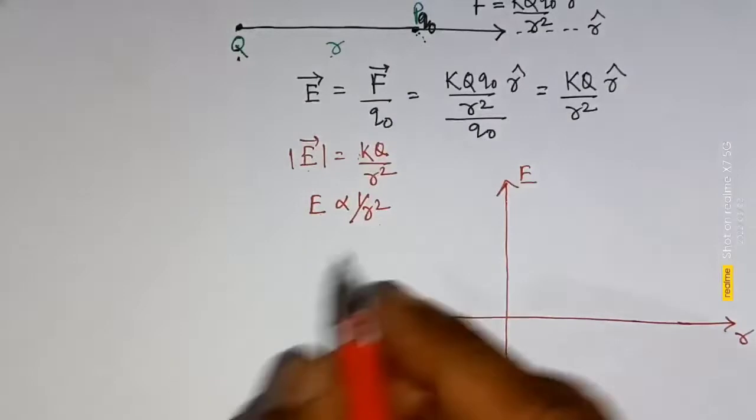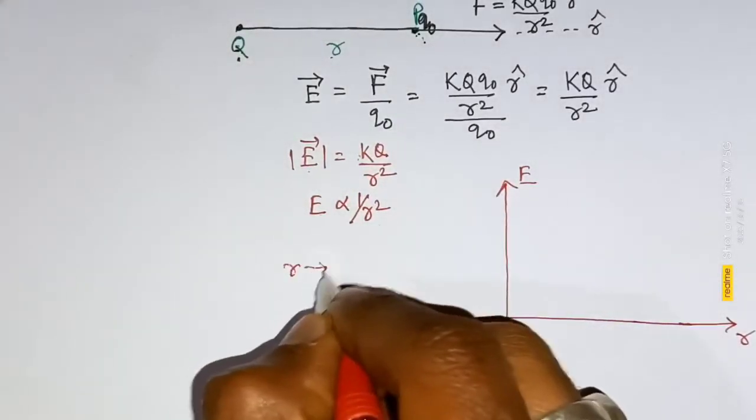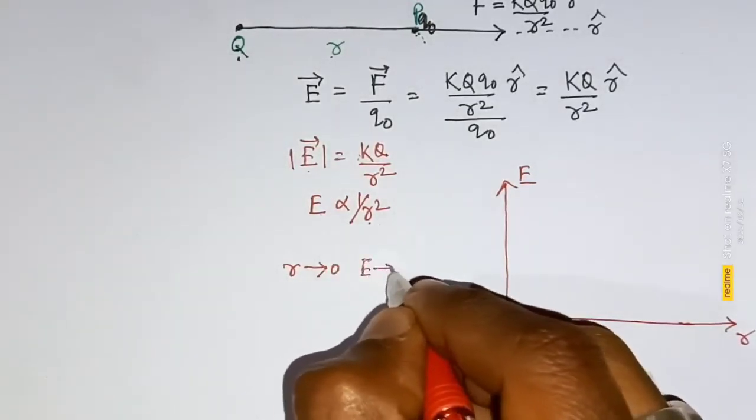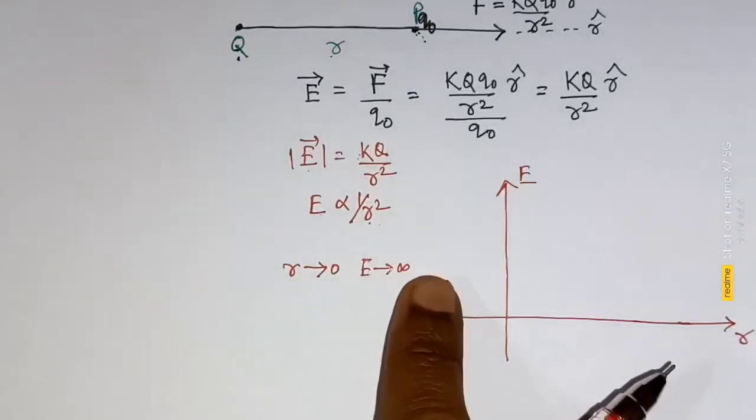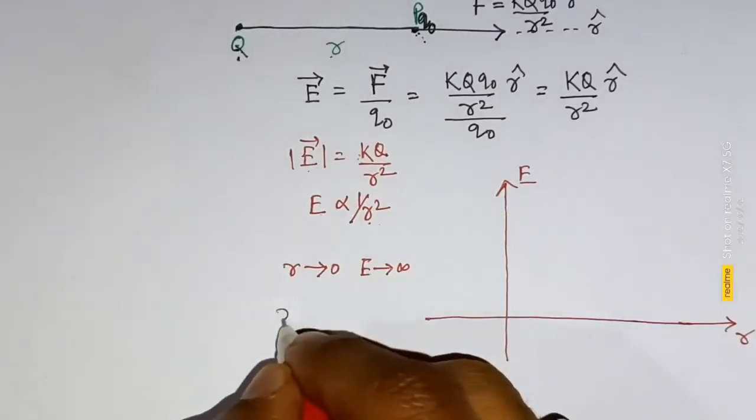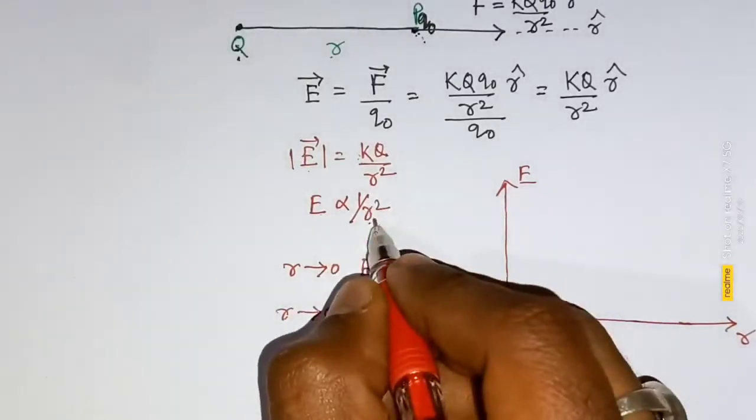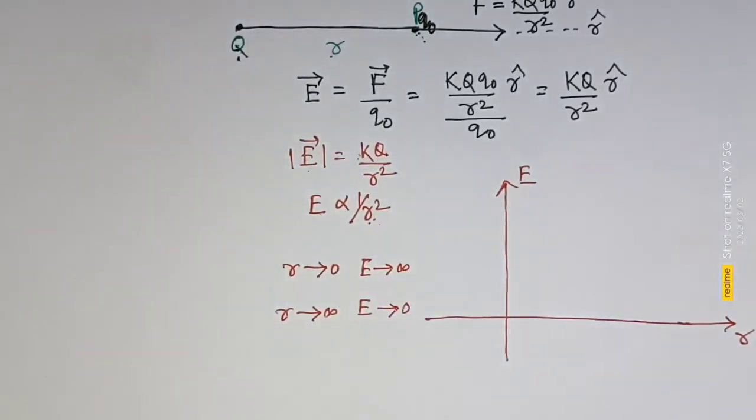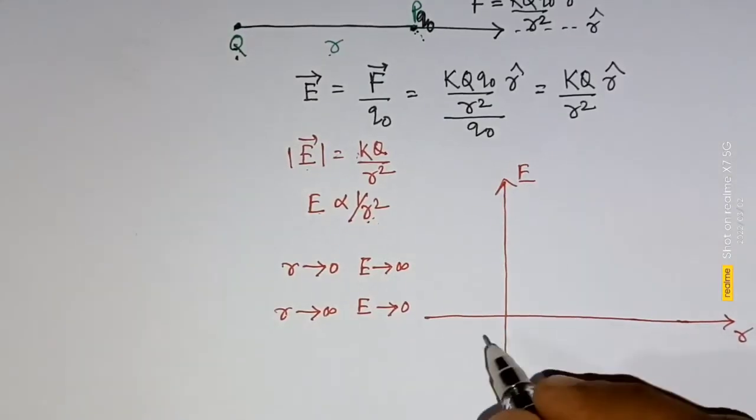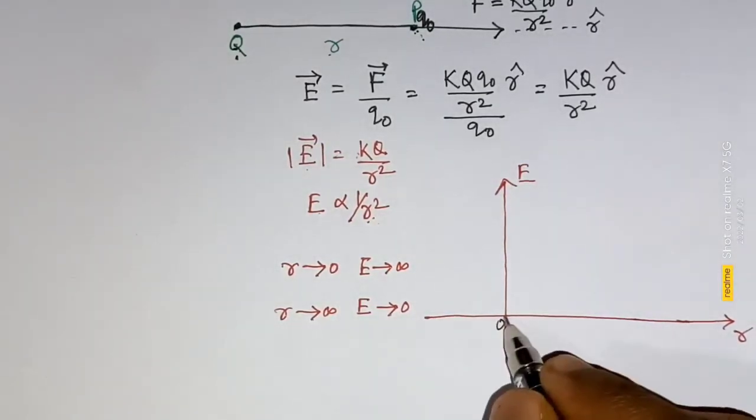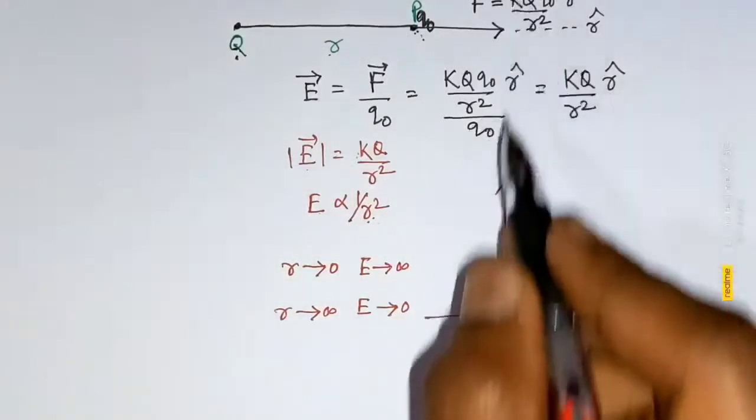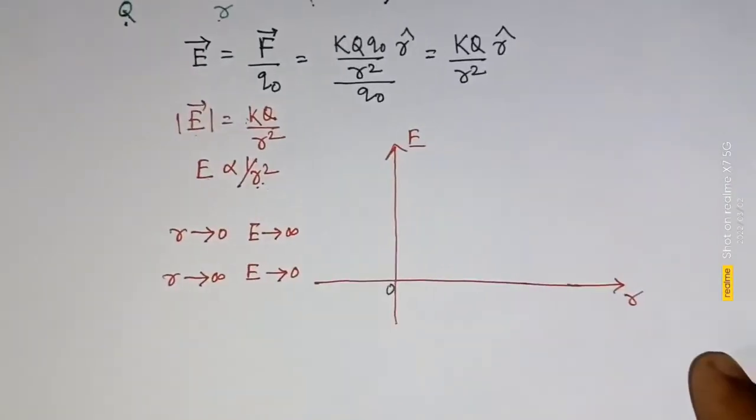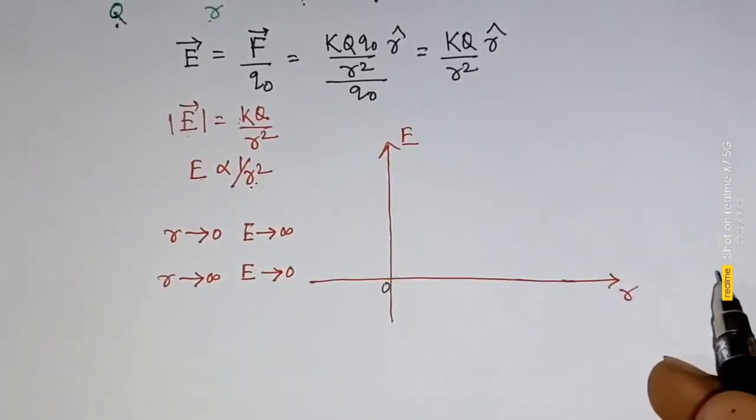Look at the thing here. If r tends to 0, if I put r equal to 0, what is the expression of electric field? Electric field value tends to infinity. If I put r tends to infinity here, I'll get electric field tends to 0. Can I think like this? When r is 0, the electric field value is infinite, means very high. When r is infinite, the electric field value is going to 0.